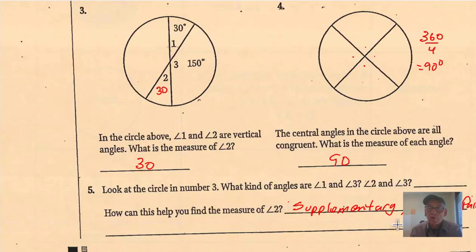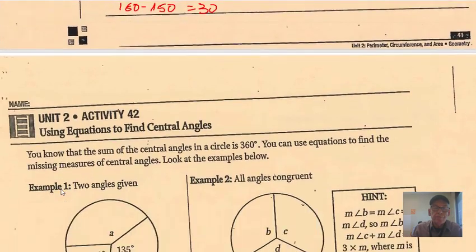And let's see, how can we use this to find the measure of angle 2? If we didn't have the vertical angle here, angle 3 and angle 2 also are along the diameter. So they also need to add up to 180 degrees. So 180 take away 150 would give us 30 degrees for angle 2. So let's move on.